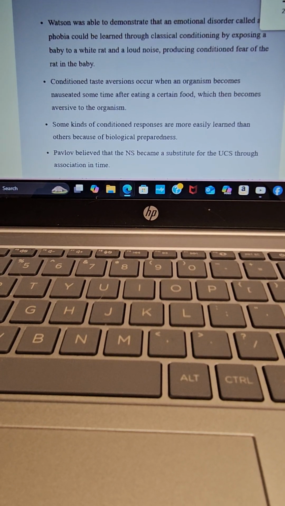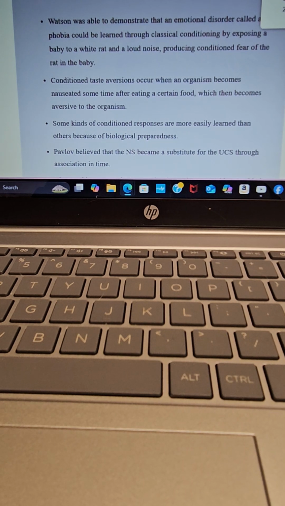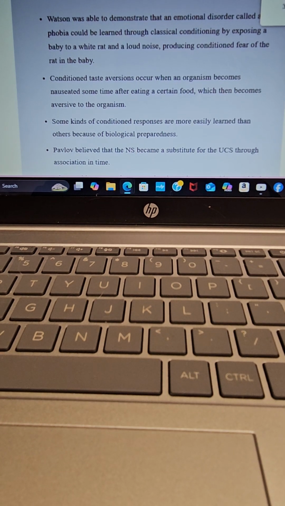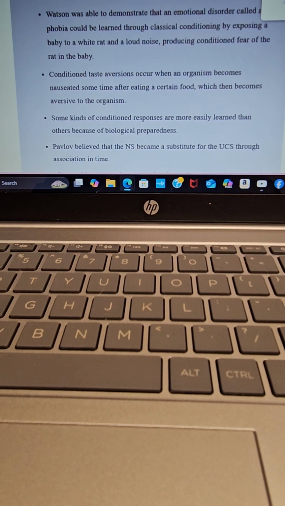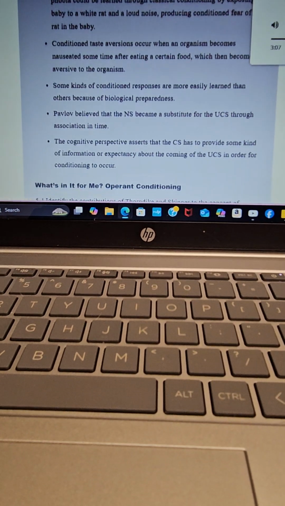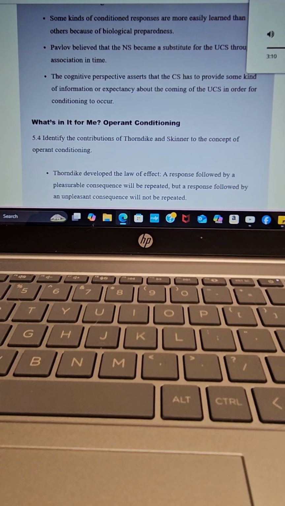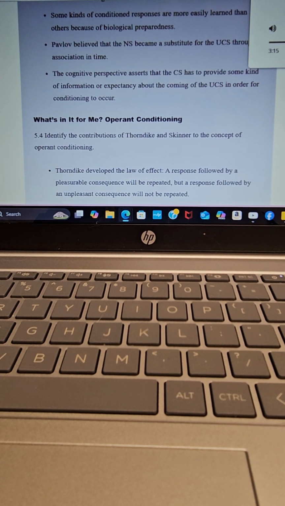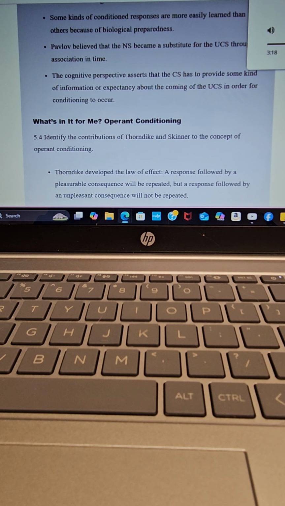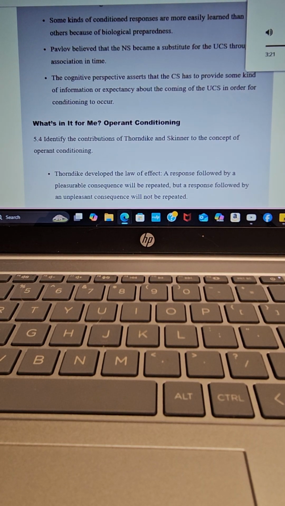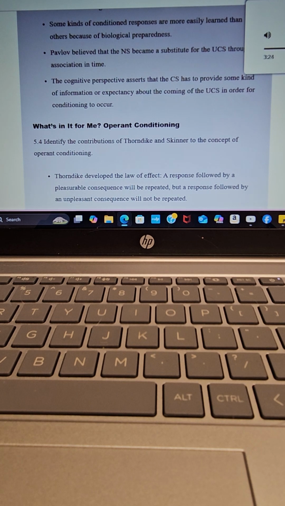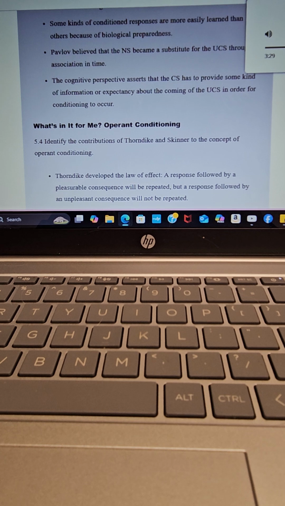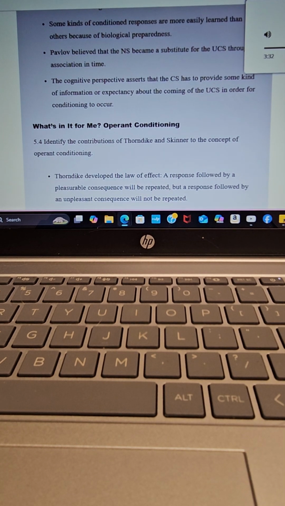Conditioned taste aversions occur when an organism becomes nauseated sometime after eating a certain food, which then becomes aversive to the organism. Some kinds of conditioned responses are more easily learned than others because of biological preparedness. Pavlov believed that the NS became a substitute for the UCS through association in time. The cognitive perspective asserts that the CS has to provide some kind of information or expectancy about the coming of the UCS in order for conditioning to occur.